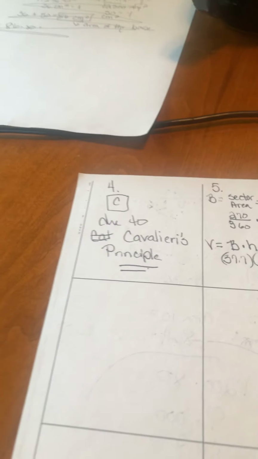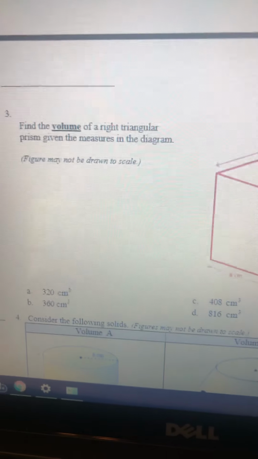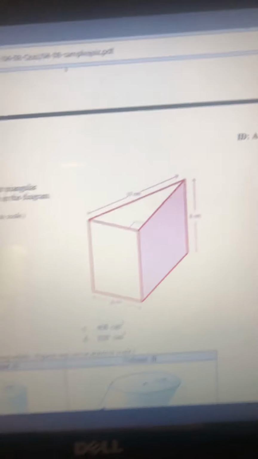So then let's move on to number 4. Okay, so number 4, or let's see, did I skip 3? I think I worked it. Oh, I did get 3. Here it is. It basically says find the volume of a triangular prism giving the features of the diagram.